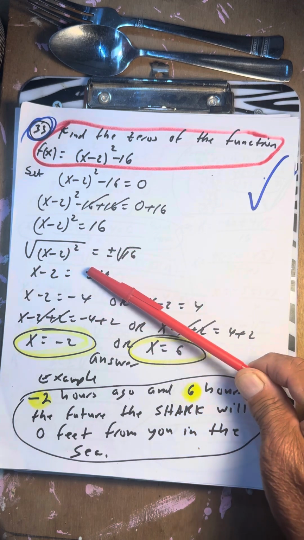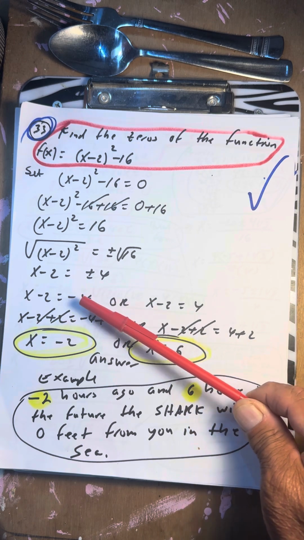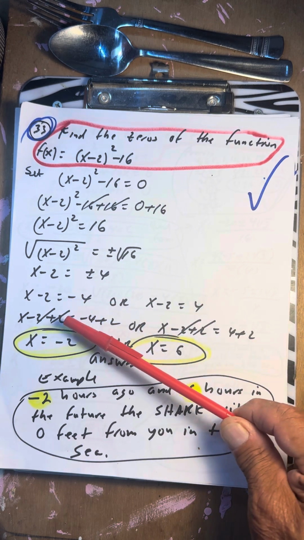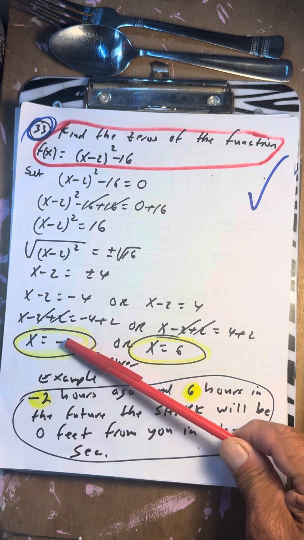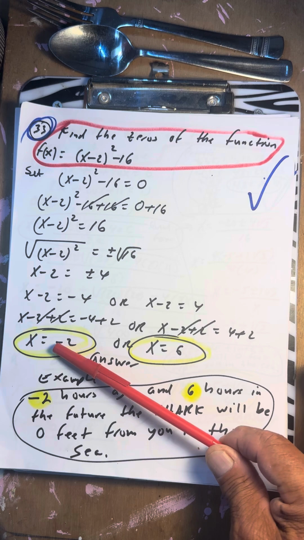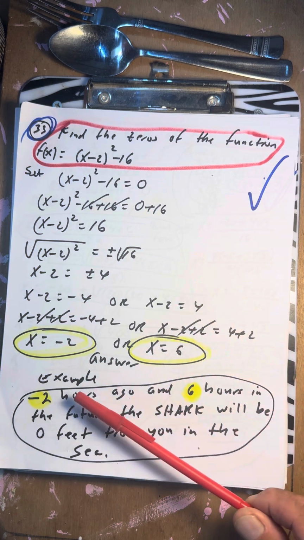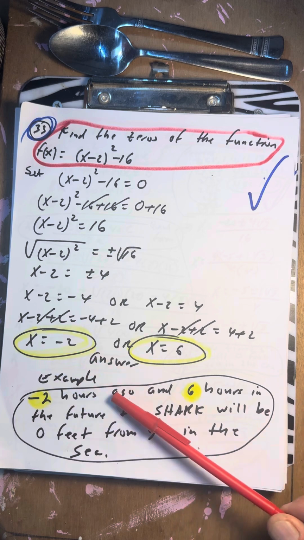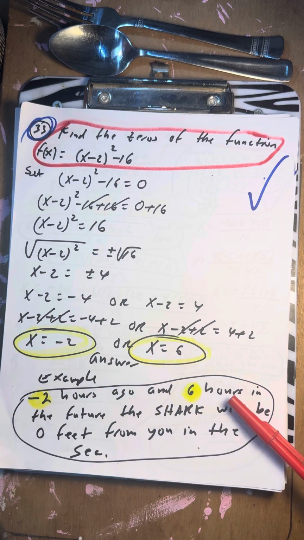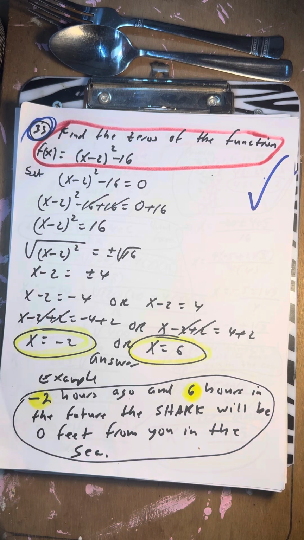So x minus 2 equals plus or minus the square root of 16, which is 4. So x minus 2 equals negative 4, or x minus 2 equals 4. Add 2, so x equals negative 2. Or add 2, so x equals 6. So x equals negative 2 or x equals 6 are the zeros of the function. Example of this: 2 hours ago and 6 hours in the future, the shark will be 0 feet from you in the sea. How's that?